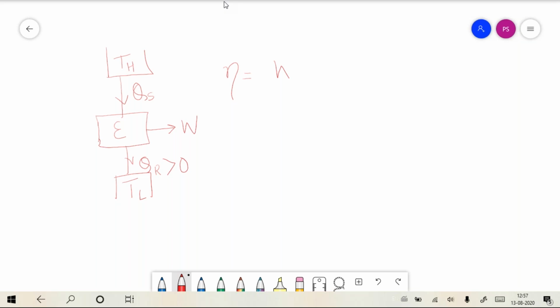It is not possible to have this efficiency according to the Kelvin Planck statement. Please note that it is not possible to have a heat engine whose efficiency is 100% according to the Kelvin Planck statement. Okay, Kelvin Planck statement.